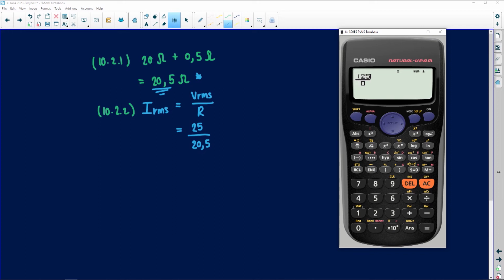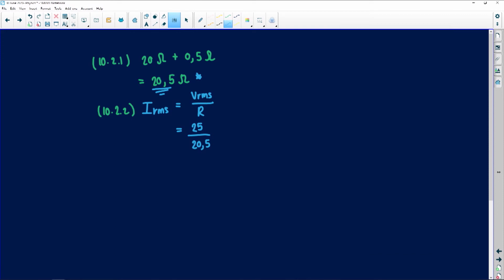So we've got 25 at the top, and at the bottom I've got 20.5. I want that as a decimal, so I'm going to make that 1.22. I'm going to round off this, so the 9 will change the 1 into a 2. Remember, anything after the 1, if it's 5 and greater, it will change the number. So I'm going to get my current as 1.22.